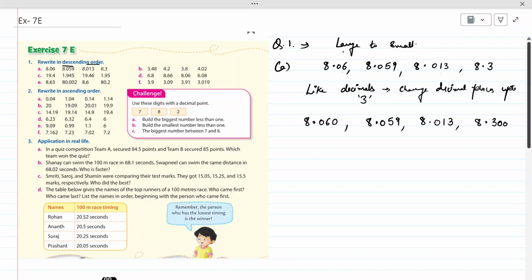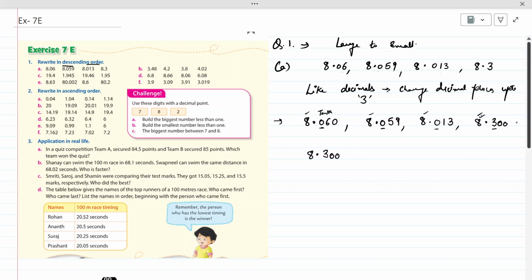Now let us arrange them from large to small. For that, we have to compare the whole numbers first. And when we see all these numbers, the whole numbers in all the numbers are the same. That means we have to move to the 10th place now. If we see this number at the 10th place, we have 0. In the next number also we have 0. In the next number also we have 0. But in the last we have 3. And obviously 3 is greater than 0. So that means this is our biggest number. Largest number is 8.300 in the given set of numbers.